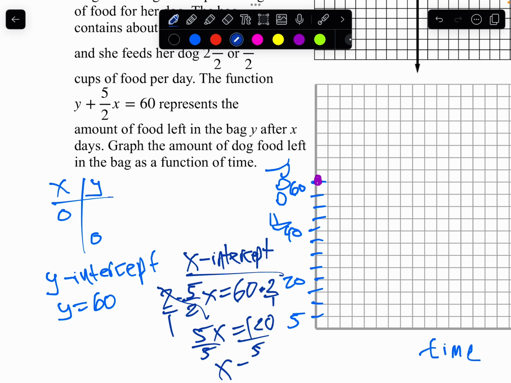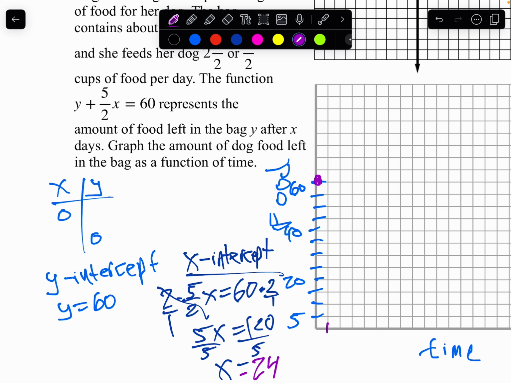And check with my calculator. 120 divided by 5 is 24. You do not have to have the same scale on your x and y axis. So I need to go out to 24, and I think if I count by 2s, that will give me enough. So time is going to be by 2.